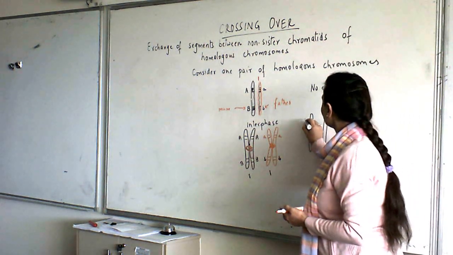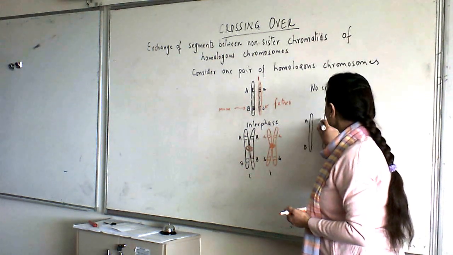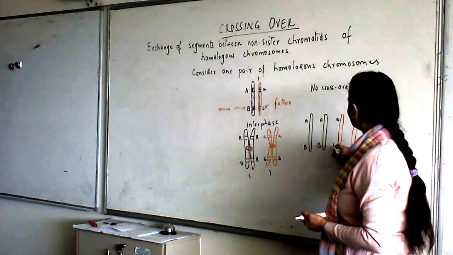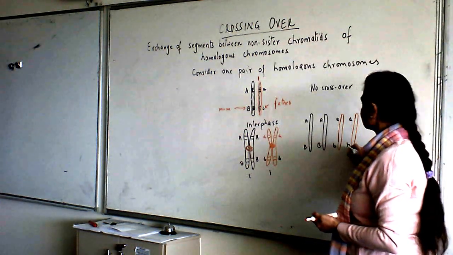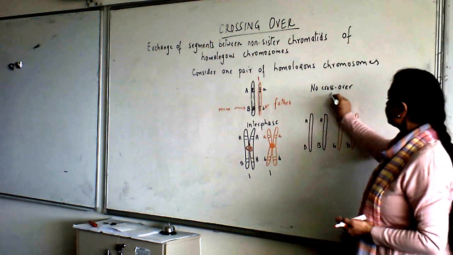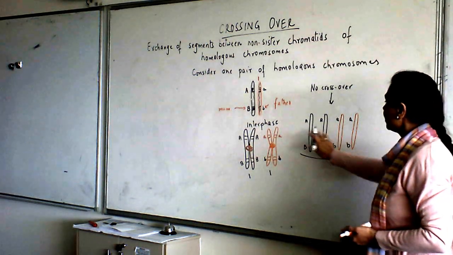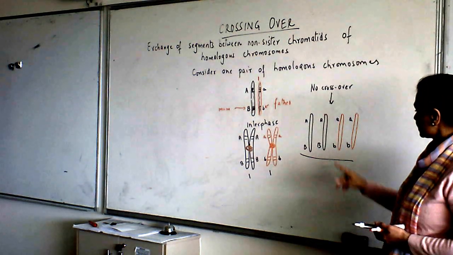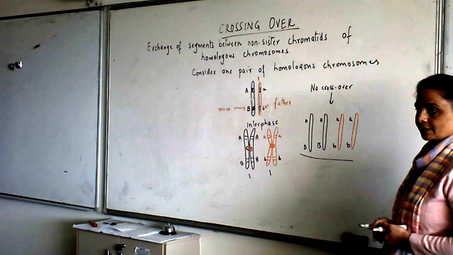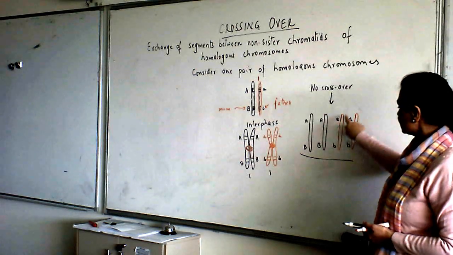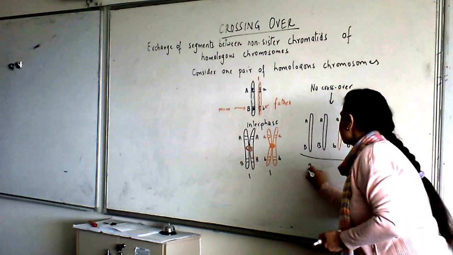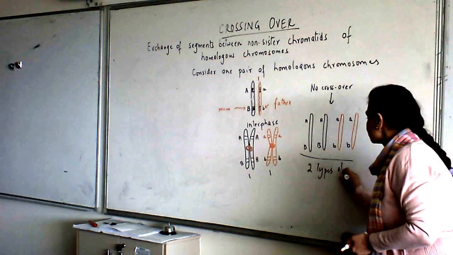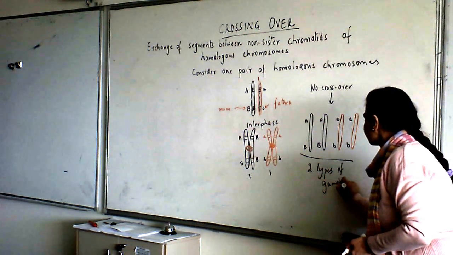So this one will have a big A, big B, this as well, and this will have small a, small b, and this as well. Okay? If there is no crossover, how many types of gametes do we get? This is one type, this is the other type. So we get 2 types. We get 4 gametes, but 2 types of gametes.